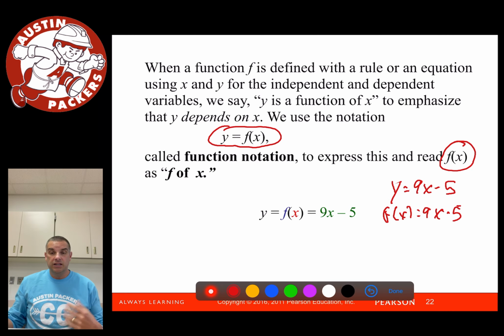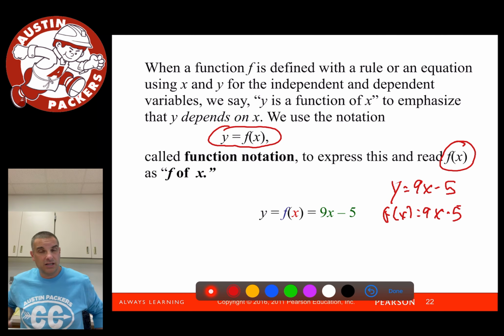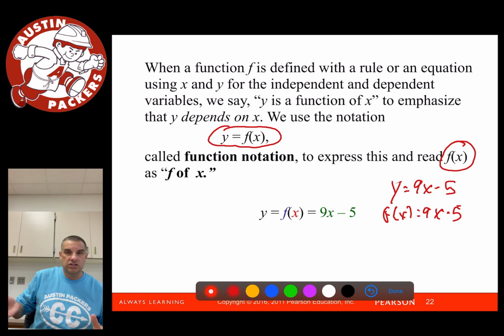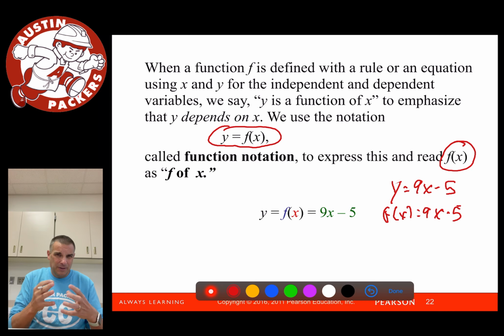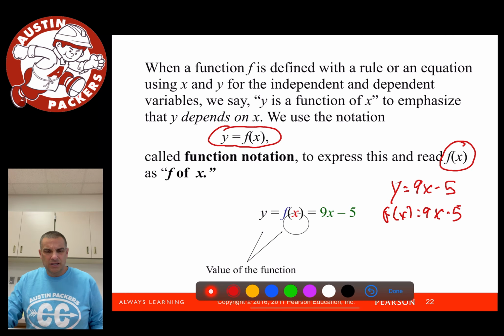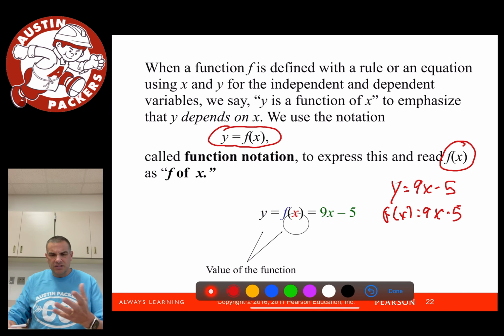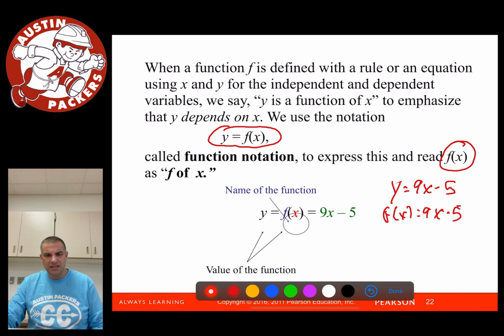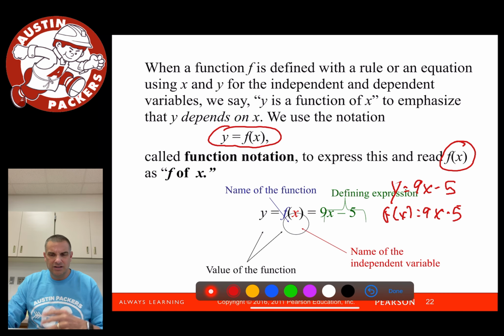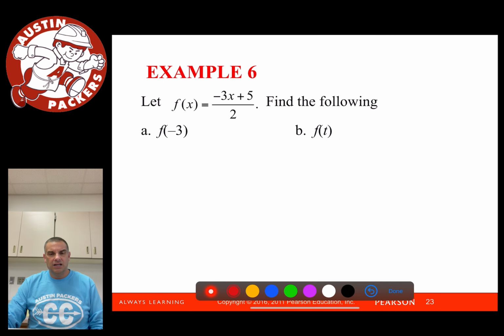Now, it is going to have an input, it's going to have an output, all of those different types of things, just like it did before. Our input's still going to be our x value. Our output's just going to be that f of x value, or y, when we're looking at functions. So again, keep in mind that those things are the same. That's the name of the function. The name of the independent variable is x. You'll notice the x appears there, and then that's the defining expression.